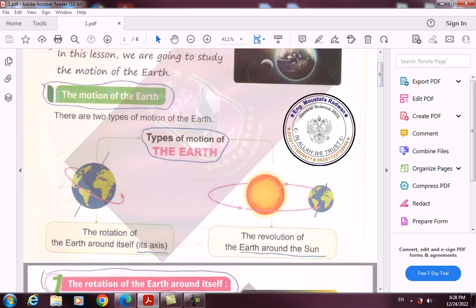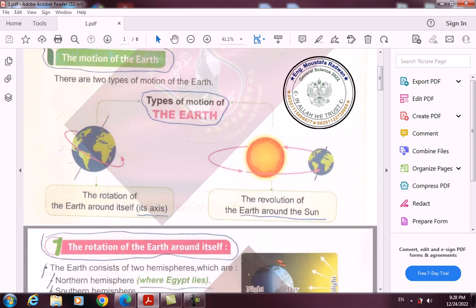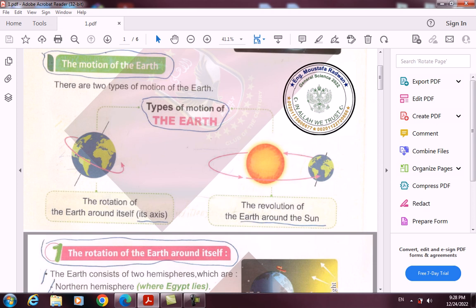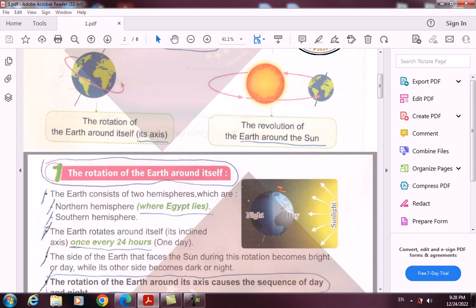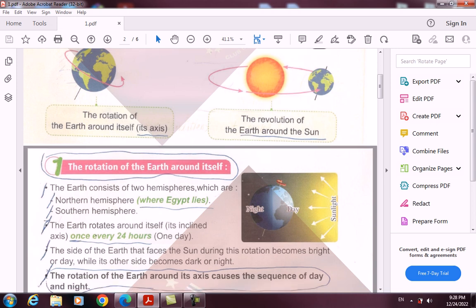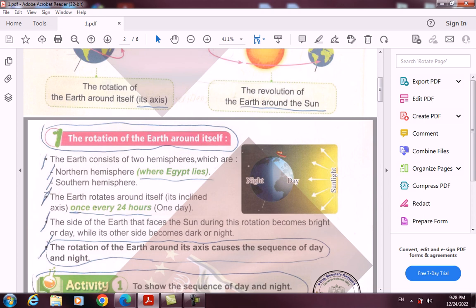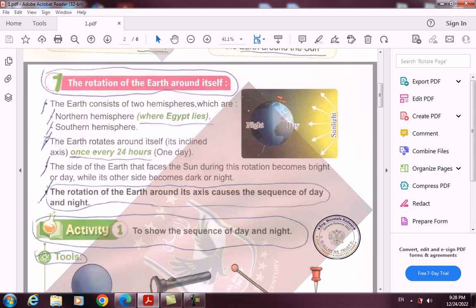So, the motion of the earth. There are two main types of motion of the earth. So what are these two types of motion of the earth? The first one is the rotation of the earth around itself, or simply around its axis. And the revolution of the earth around the sun. So, let's talk in more detail about the rotation of the earth around itself.